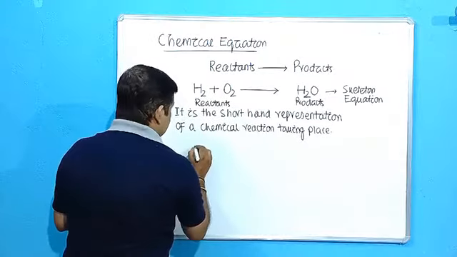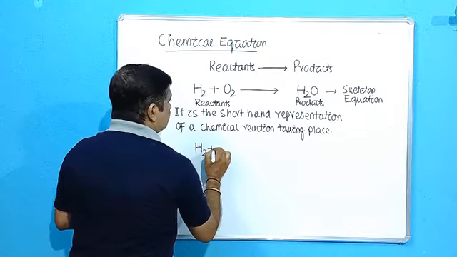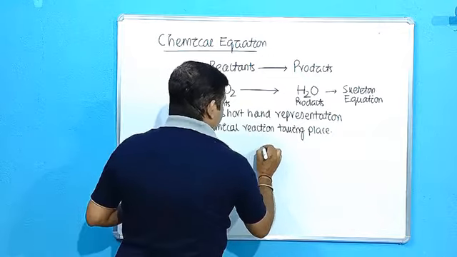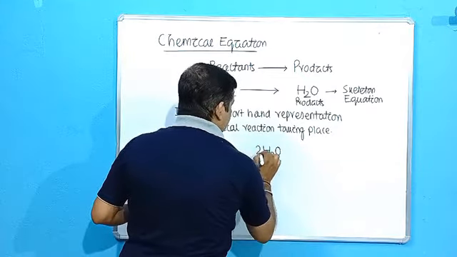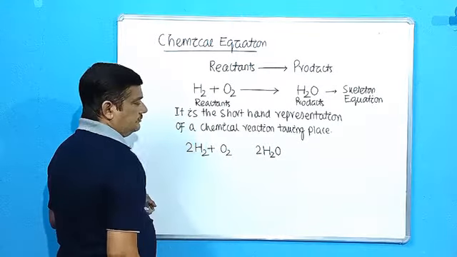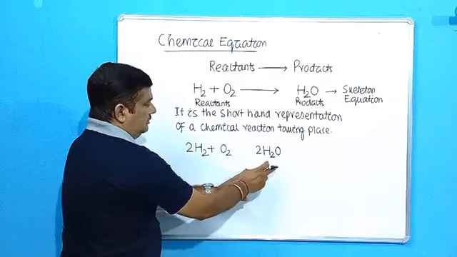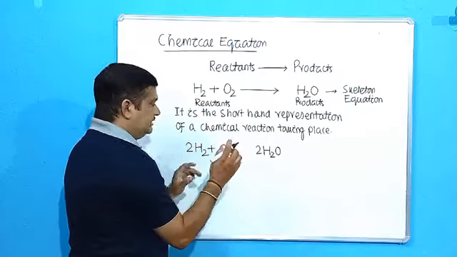So how can it be balanced? Look, H2 plus O2 gives H2O. So we will multiply H2 with 2, and H2O with 2. Number of hydrogen atoms 4, 4. Oxygen 2, 2. Now it is balanced.